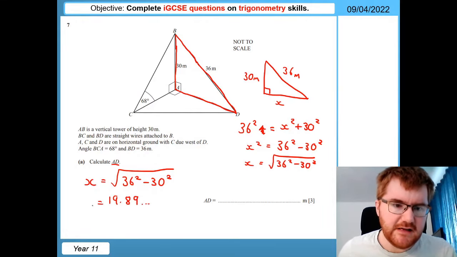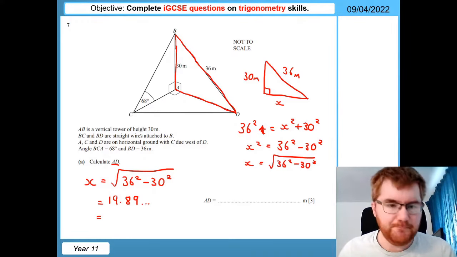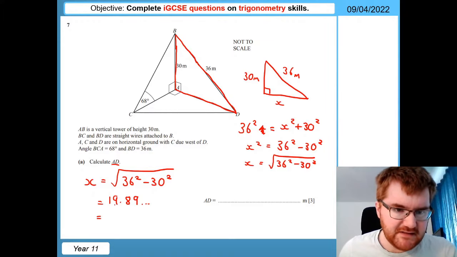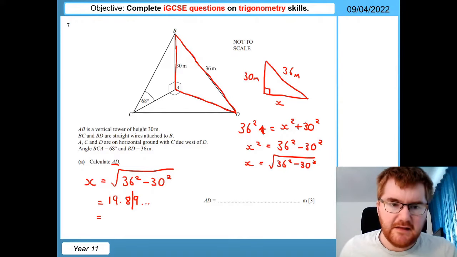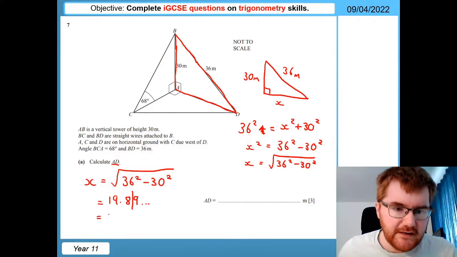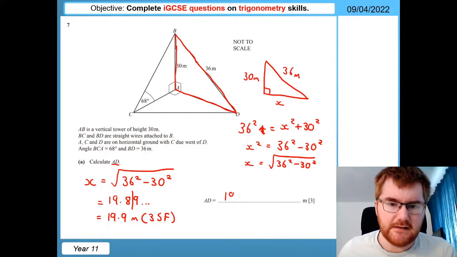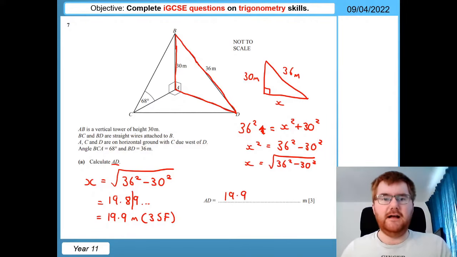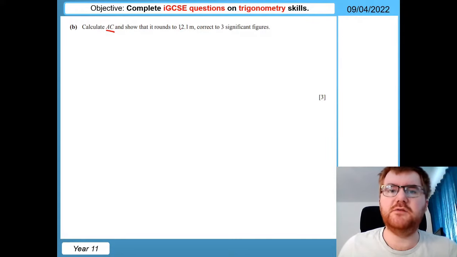19.89... And remember, for all these questions we're going to do here, we always round to 3 significant figures. So this is the first significant figure, second significant figure, third significant figure. So we draw our line afterwards, and then the 9 is going to round the 8 up to 9. So we get our accurate answer here to 3 significant figures, as we should always do, of 19.9, like so. And once we've got that, then we're going to calculate the side AC and show that it rounds to 12.1 meters, round to 3 significant figures.